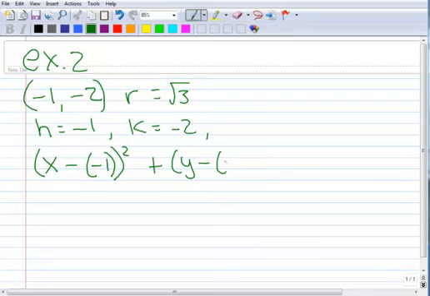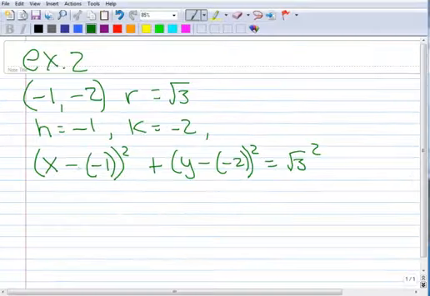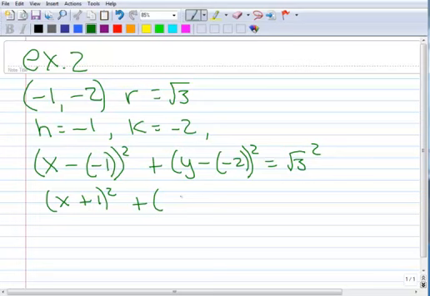We'll do the same thing with k. So this is y minus k, and k, of course, is negative 2. So we'll put that in parentheses and square that. And then the radius is the square root of 3, but we want to square that. Okay, so now let's deal with these negatives. Negative minus a negative is a positive. So inside the parentheses, this becomes x plus 1. And then inside these parentheses, this becomes y plus 2.